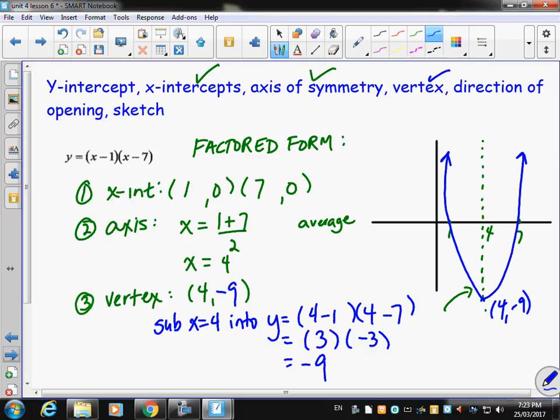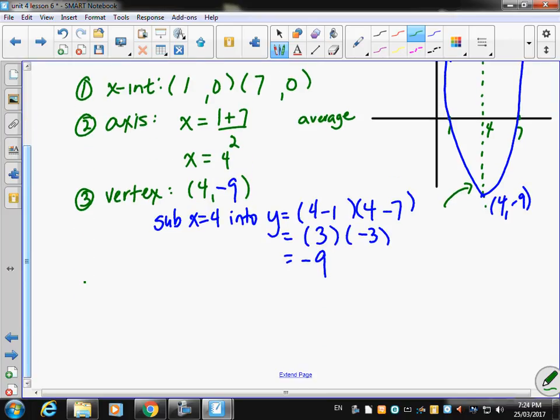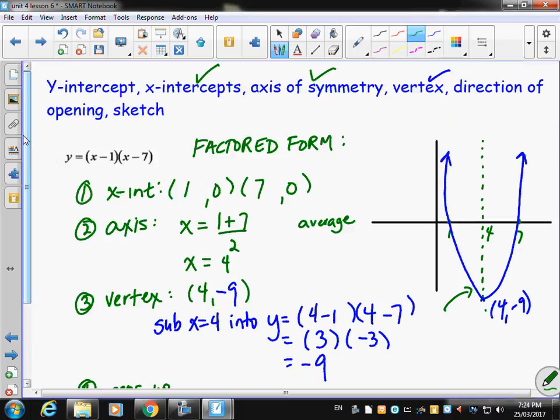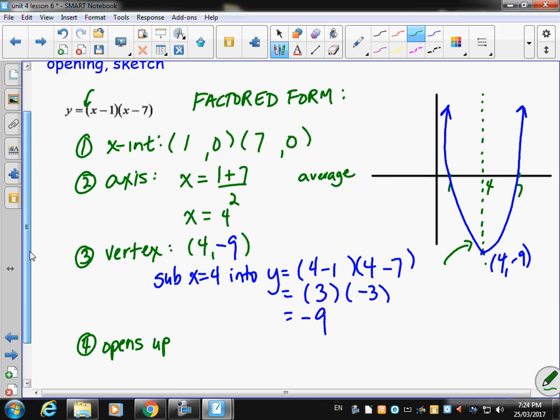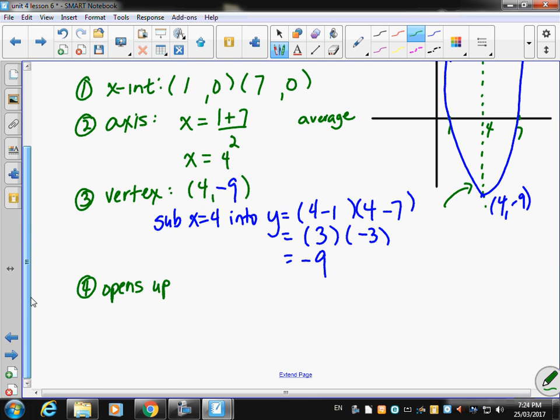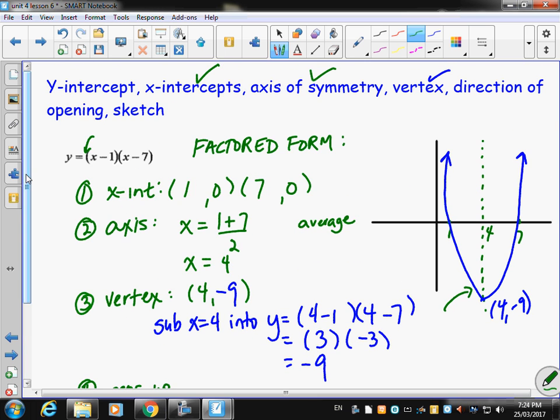Okay, what are we left with? The direction of opening is that A value. I guess that really would have been the simplest thing, wouldn't it? Number 4 opens up. They all have that first value at the beginning. Tells you whether it opens up or down, a stretch or a compression. This one has an invisible 1, so it opens up. Sketch, we could do that once we found the vertex.